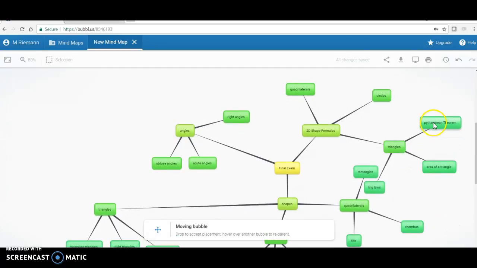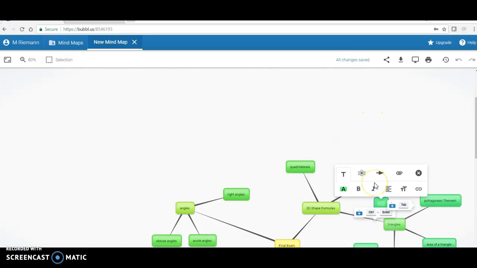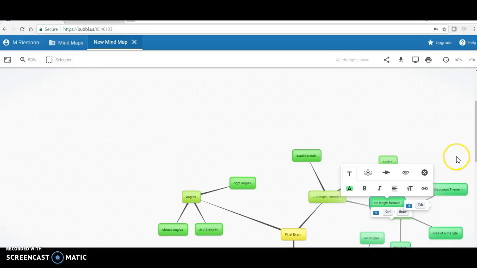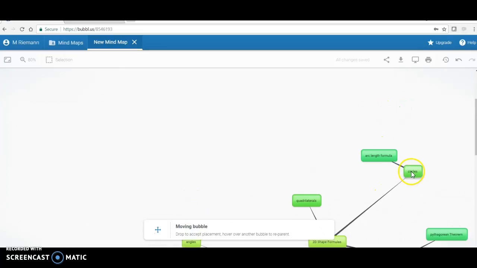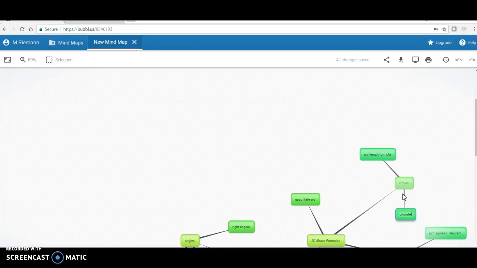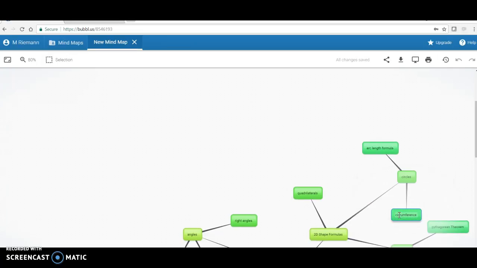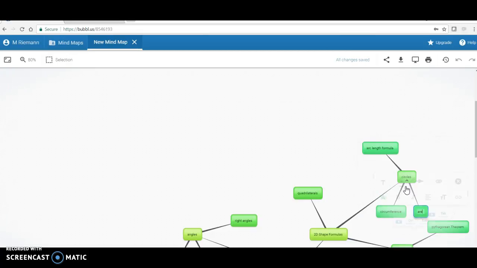Now for circles, the formulas I want you guys to know are the arc length formula. This is overlapping, so I'm gonna move circles over here so I have some space. The circumference and the area formula.